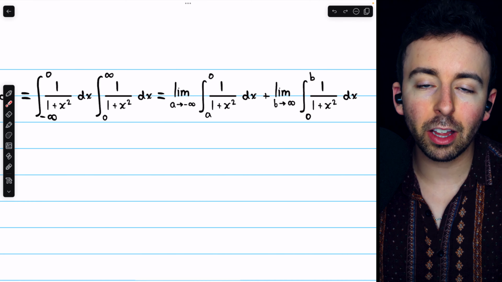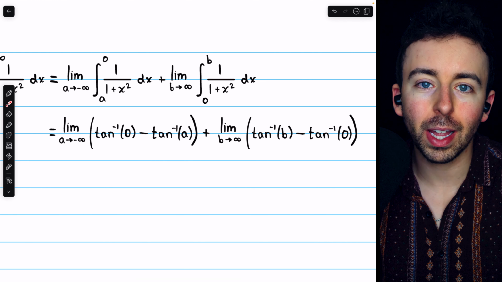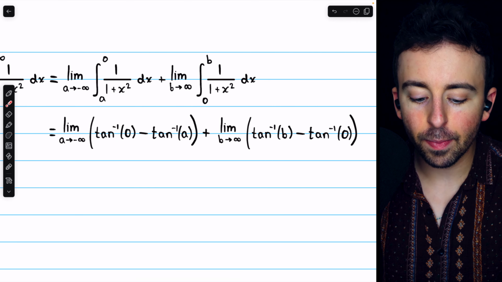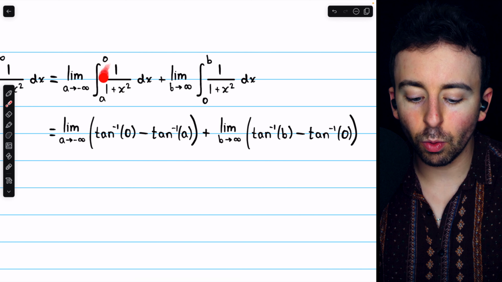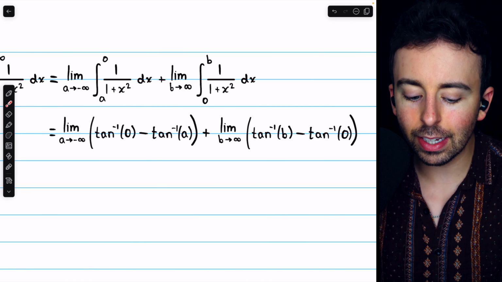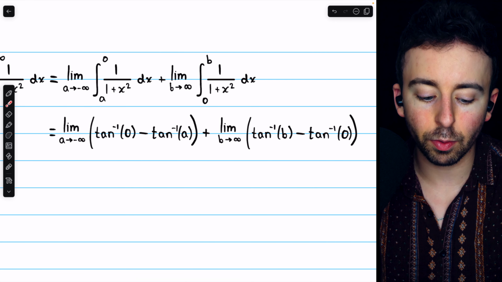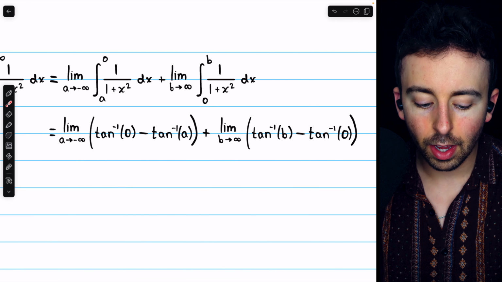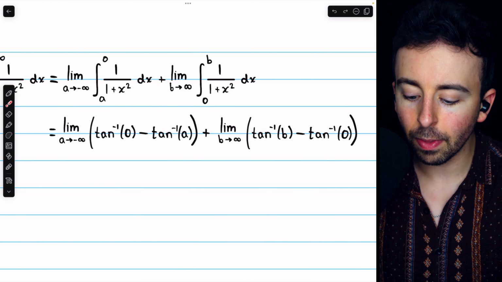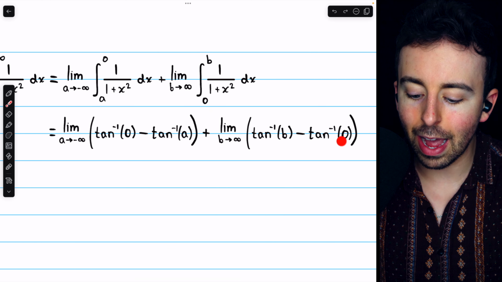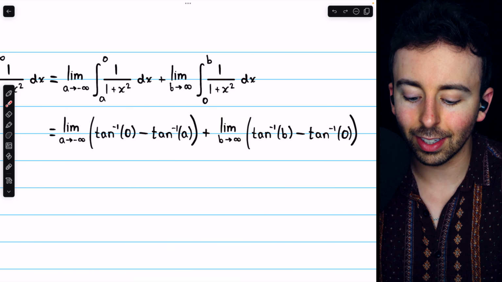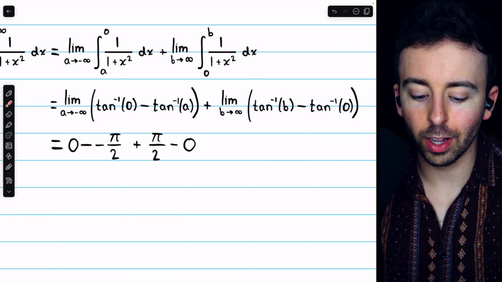The integral of 1 over 1 plus x squared, hopefully you recall from Calc 1, that's arctan. So when we integrate this, we're going to have arctan of the upper bound, 0, minus arctan of the lower bound, a. And again, we're taking that limit as a goes to negative infinity. And then with this limit and integral, we're going to have arctan of the upper bound, b, minus arctan of the lower bound, 0, and take this limit as b goes to positive infinity. Then this just comes down to your trig knowledge.